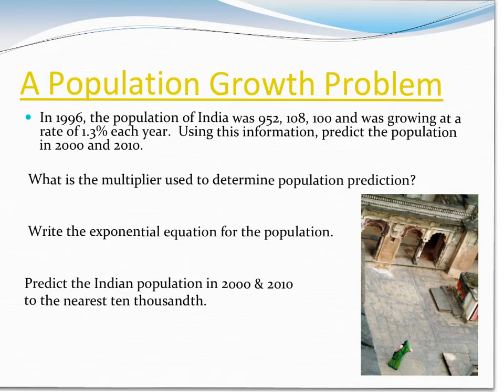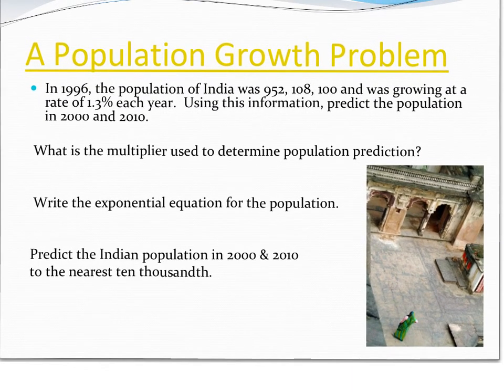Okay, so in this video we're going to talk about population growth as an exponential function. So we have a word problem here. The next example would be another word problem. In 1996, the population of India was 952,108,100. It's growing at a rate of 1.3% each year. So we're going to use this idea to predict future populations in 2000 and 2010. So what multiplier is used to determine the population prediction?